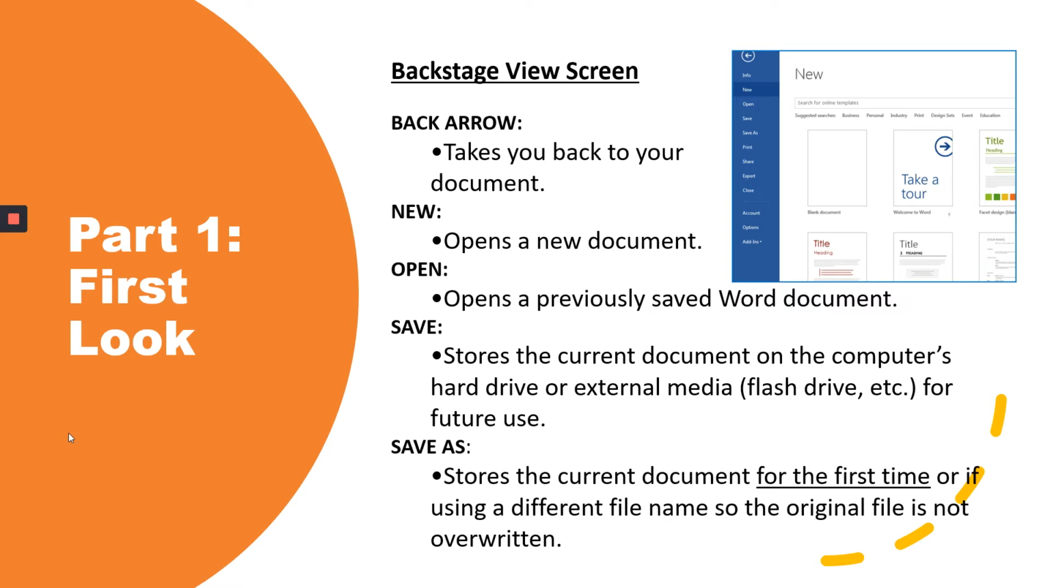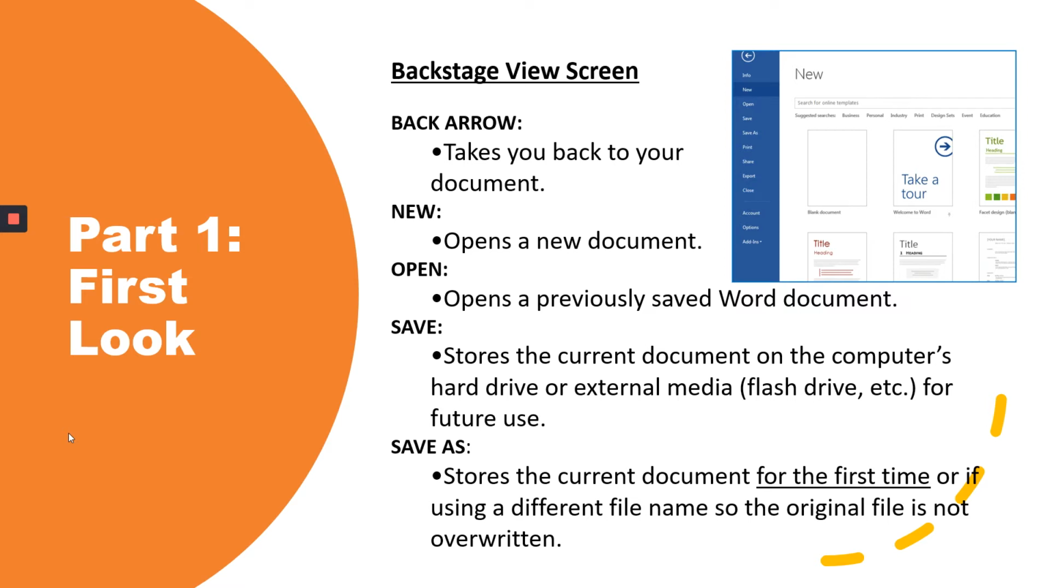Let's look at the backstage view. The back arrow takes you back to your document. That's the round circle with the left-facing arrow at the very top of the blue stripe on the left. New opens a new document. Open opens a previously saved Word document.